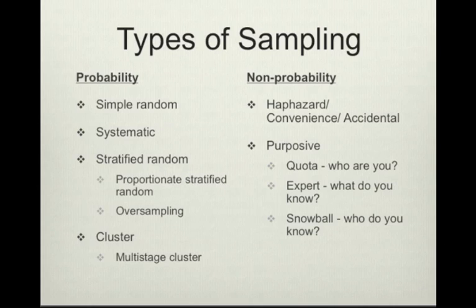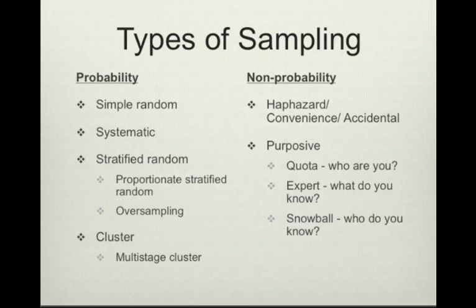The first type that I have up here is haphazard, convenience, accidental. These are all basically the same thing. It's that you select the people who are easiest to get to, who just kind of come across your path. Whenever we are using undergraduates in a study from Psych 1101 classes, those are a convenient sample. It's the easiest people we can get to.